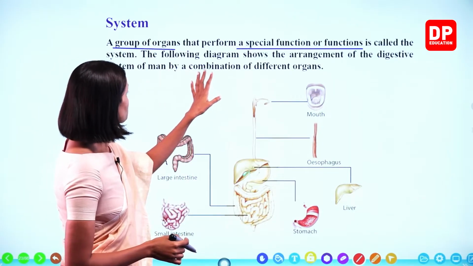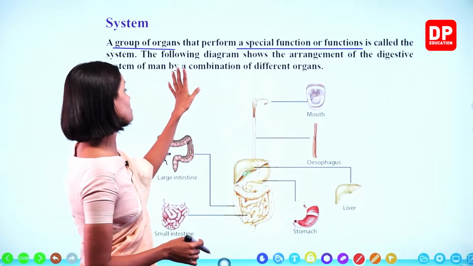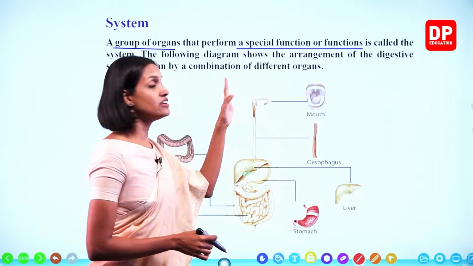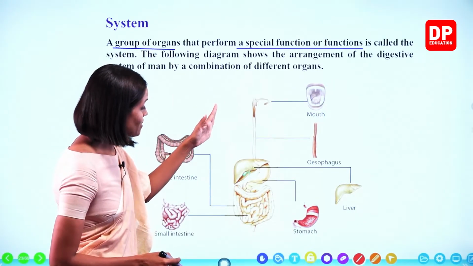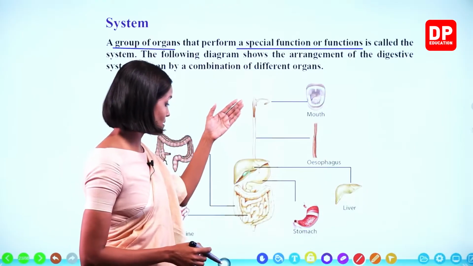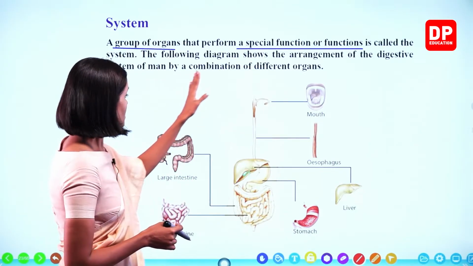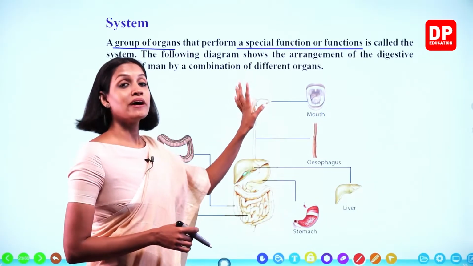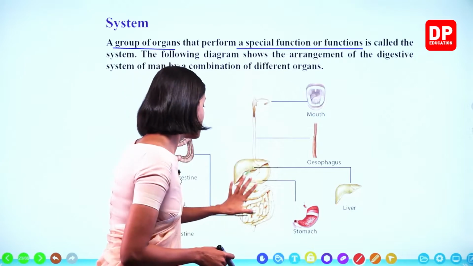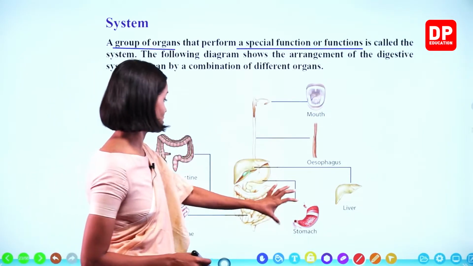Now here, the following diagram shows the arrangement of the digestive system of man by a combination of different organs. Now we are going to learn about the digestive system in the next chapter. So here you all can see this is the whole system. It is made as a combination of a number of organs. Now here this is the stomach. We already learned that the stomach is an organ, right?